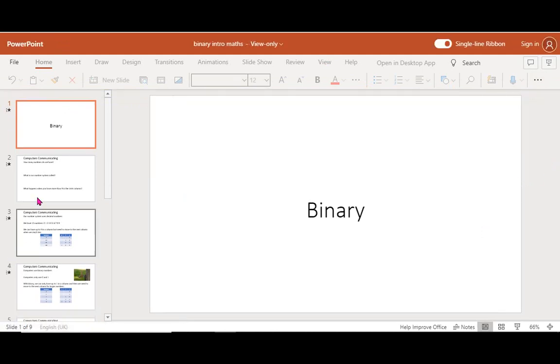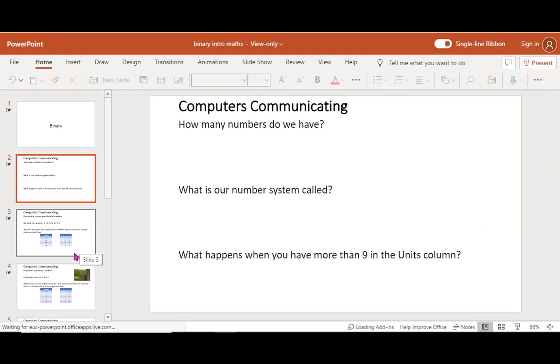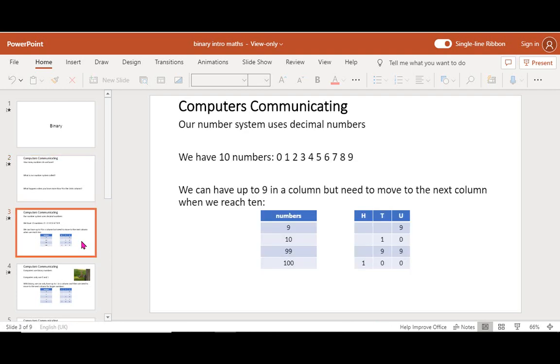And I'm just going to go through it in this view here. So it's perhaps worth discussing with learners our number system, what their understanding of that is, what happens when you have more than 9 in the units column, what happens if we add 1 to that. Again, simple graphical demonstration here that you can only have 9 in the units, and when you go 1 more, we've got to move to the left into a new column which is called the tens.